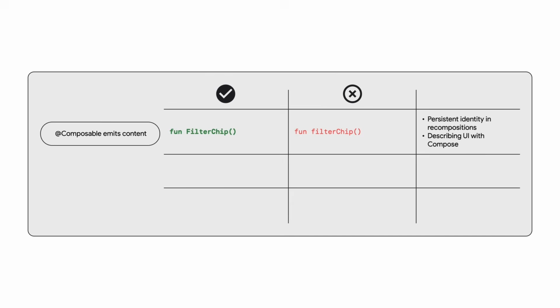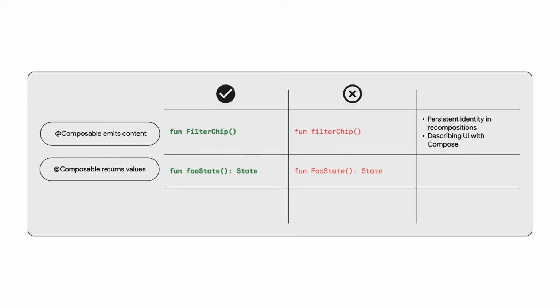This helps the element establish persistent identity across recompositions and reinforces the declarative model of describing UI with Compose. To differentiate between the unit returning types, for composables that return values, you should use the standard Kotlin conventions for function naming, starting with lowercase. Composable functions should either emit content into the composition or return a value, but not both.